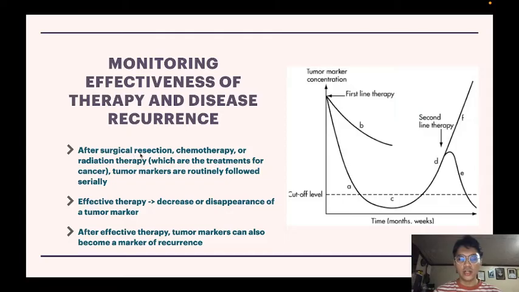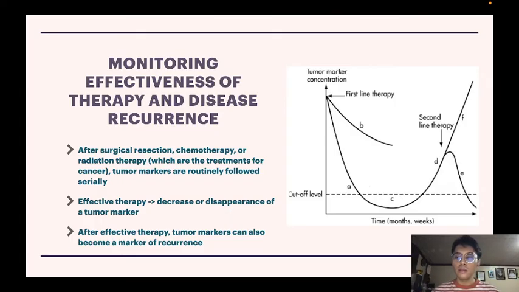So again, after surgical resection, chemotherapy, and radiation, which are the treatments for cancer, tumor markers are routinely followed serially. So you test after the surgical resection of the prostate, and then after chemotherapy, you test PSA every 2 weeks, every 1 week, depending on the patient, so that you can follow whether the PSA goes down and our therapy is successful. So effective therapy will be manifested with a decrease or disappearance of a tumor marker. And after effective therapy, the PSA is at a normal level.